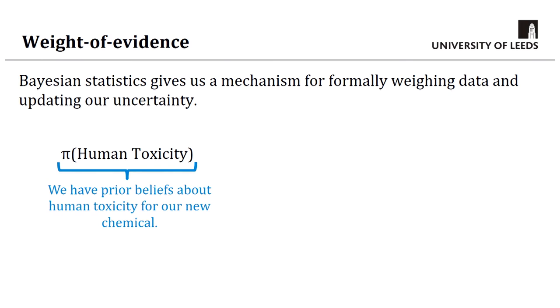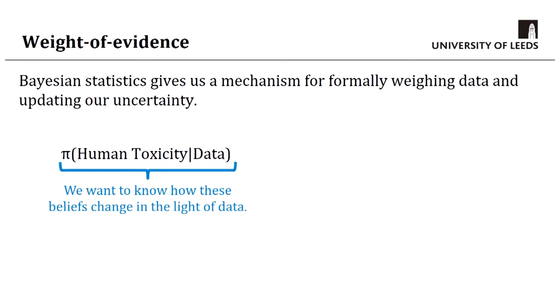So just to talk a little bit about a mechanism for actually weighing all this evidence, we've heard about Bayesian statistics already. I might have some measure of human toxicity. It might be a dose of concern or something like this, but I'm going to be uncertain about it. So I use pi to represent a probability density. I have prior beliefs about human toxicity. But really, I've got all these different sources of data that I want to bring to bear on it. So I'm interested in, well, what are my beliefs on human toxicity given these data sources?